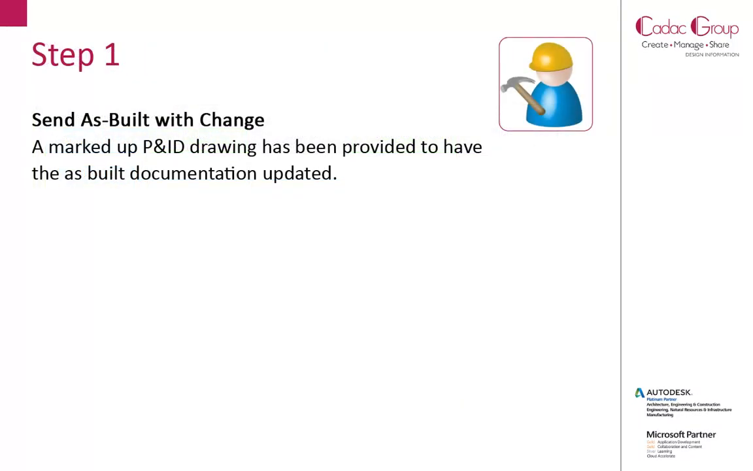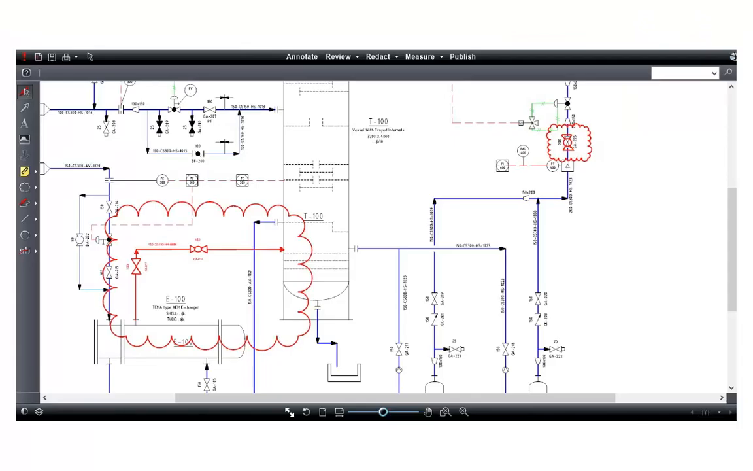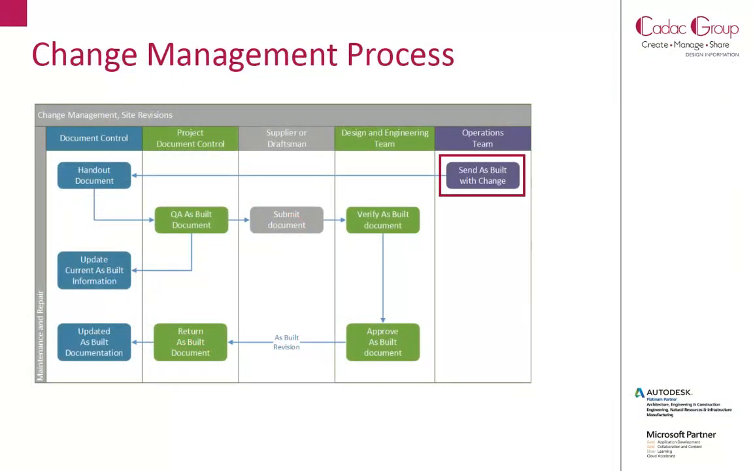Step 1. A marked-up P&ID drawing has been provided to have the as-built documentation updated. In our example, the markup has been added to the P&ID using the integrated viewer of the document control system. The current as-built document is handed out from the central repository to a repair and maintenance environment.